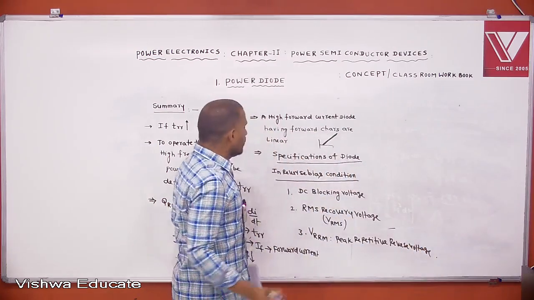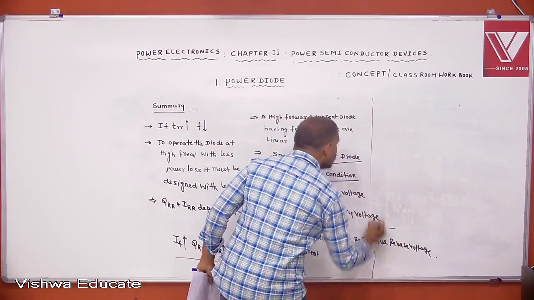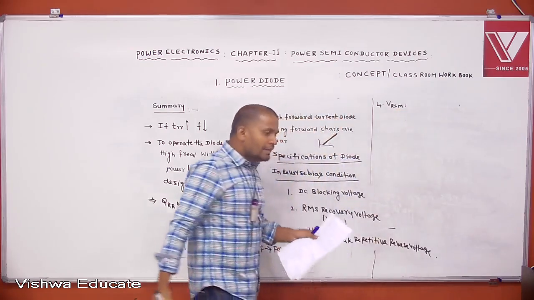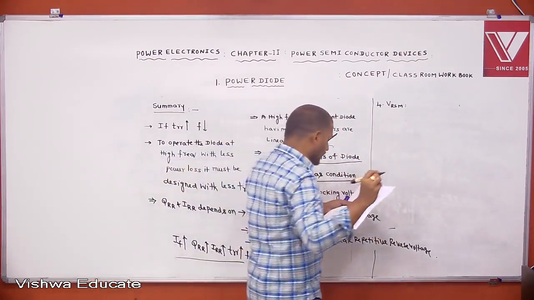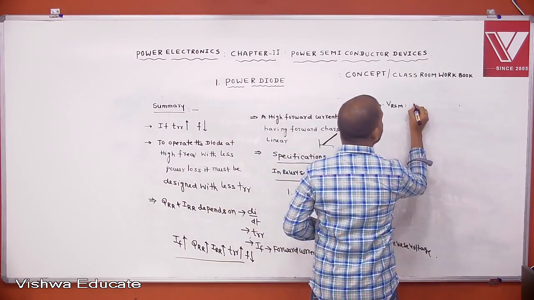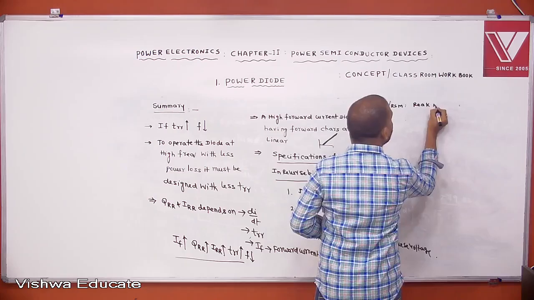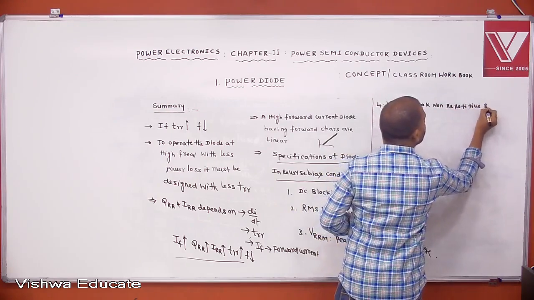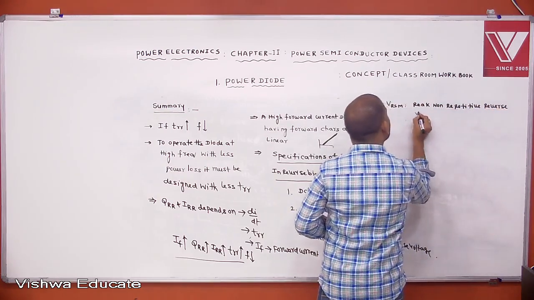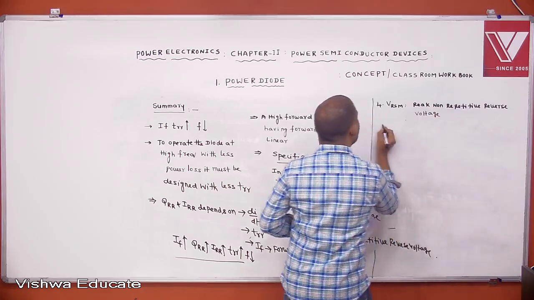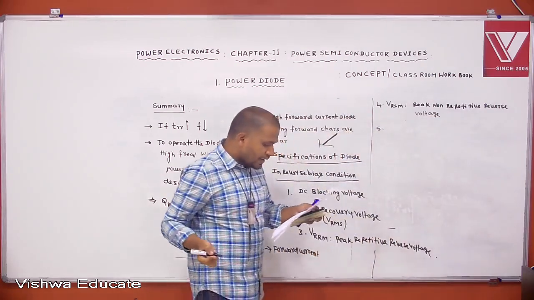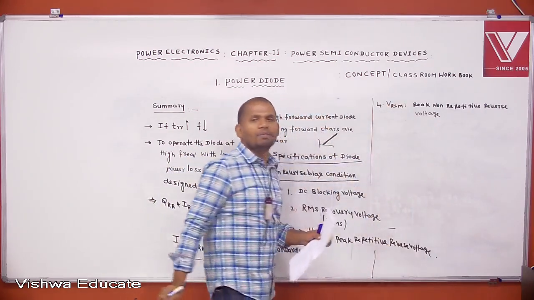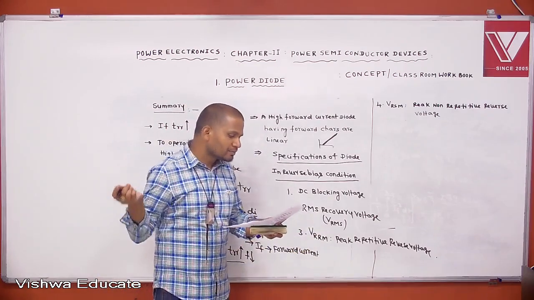Then the fourth specification is VRSM. This is the peak non-repetitive reverse voltage. The fifth one is also mentioned as peak non-repetitive reverse voltage. These are the voltage specifications given by the manufacturer under reverse bias condition.